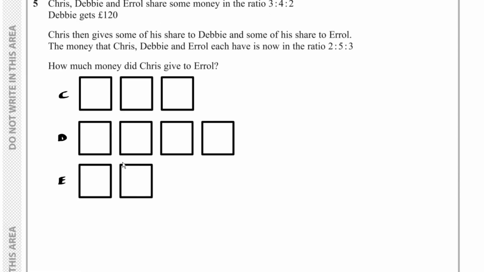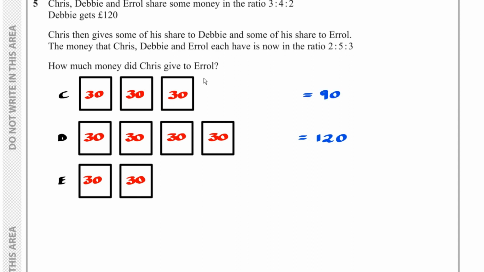So, we've got this ratio of C to D to E originally being 3 to 4 to 2. And we know that Debbie gets 120. Now if 4 parts are equal to 120, each part is worth 30. And that's what we see over here. So, for Chris we have 3 times 30, which is 90. And for Errol we have 2 times 30, which is 60. Altogether they've got 90 plus 120 plus 60, which is £270.